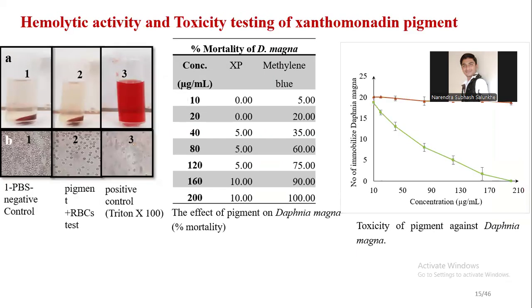Pigment toxicity testing against human blood and aquatic animals like Daphnia magna species. They didn't show any toxic effect of the xanthomonadin pigment on the basis of the research. They didn't show any toxic effect against Daphnia magna species and human blood species. Hence it is used for further experimental work. It's suitable for further experimental work.